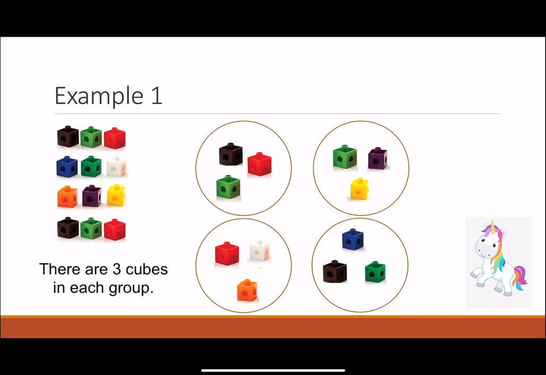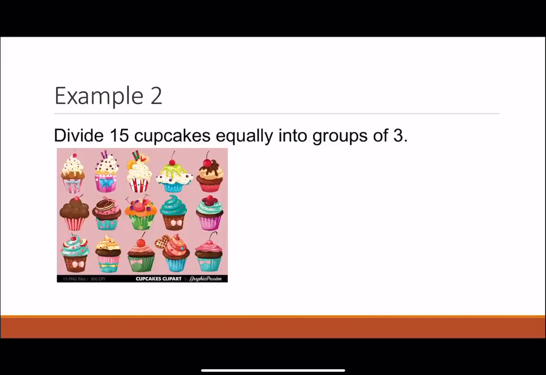So let us proceed to example 2. Let us read the question. Divide 15 cupcakes equally into groups of 3. Using the GET strategy, we know that the number of cupcakes, which is 15, will show us the total number of items in this question. We are to divide them equally into groups of 3. So, boys and girls, there will be 3 cupcakes in each group.